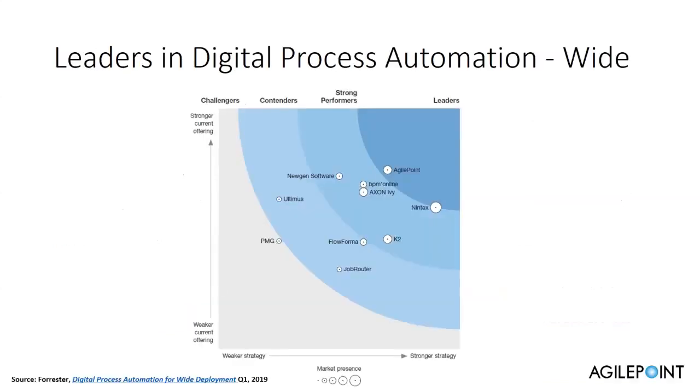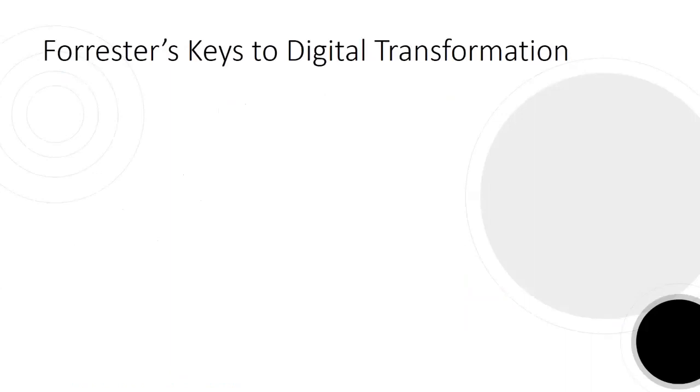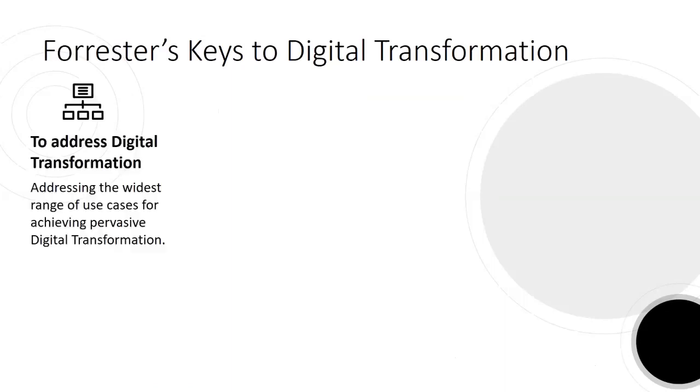Now this brings me to one of the most exciting announcements in my 3 years here at AgilePoint, and that's AgilePoint's leader positioning in the prestigious Digital Process Automation Wave Report. If you read the report, right, Forrester views this segment of technologies as oftentimes the missing link to realizing a successful digital business transformation. And if we focus in on AgilePoint's coverage of the report, there are a few key areas that I'd like to bring to your attention.